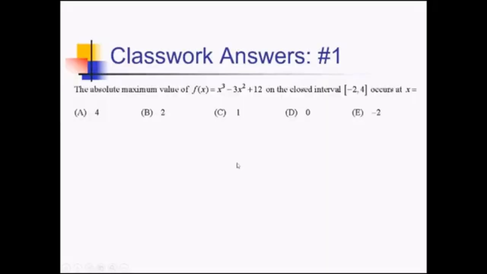For this no calculator problem, we want the absolute max value for this polynomial on the interval from -2 to 4. So to get that, we're going to have to test out the endpoints as well as critical values in the original function. Let's get those critical values now.